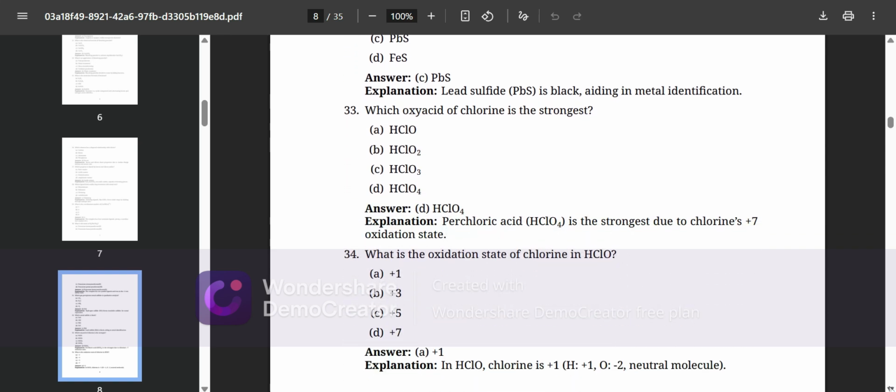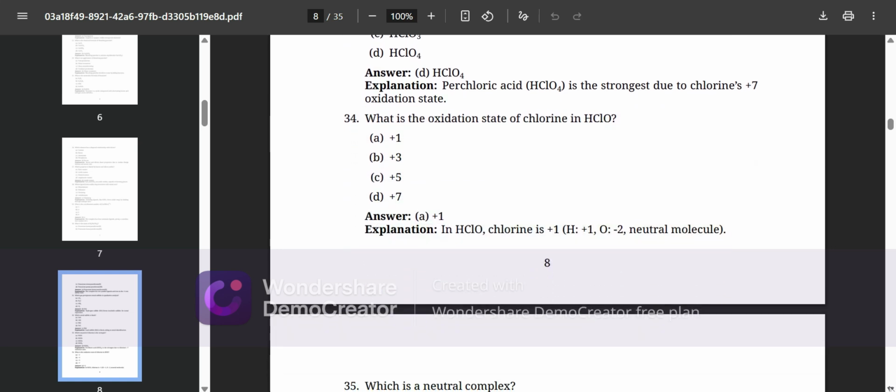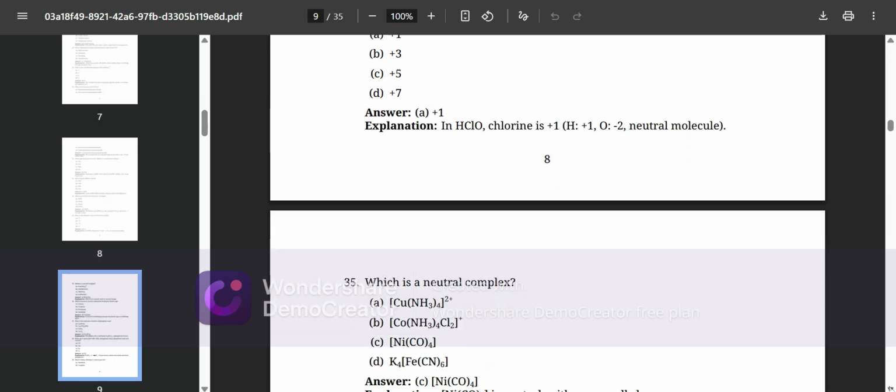Which oxyacid of chlorine is the strongest? HClO4. Perchloric acid, HClO4, is the strongest due to chlorine's +7 oxidation state. What is the oxidation state of chlorine in HClO? Plus 1. In HClO, H is +1 and O is -2, so chlorine is +1.